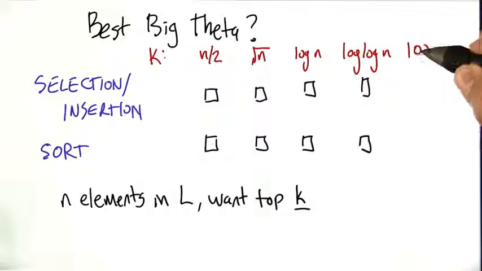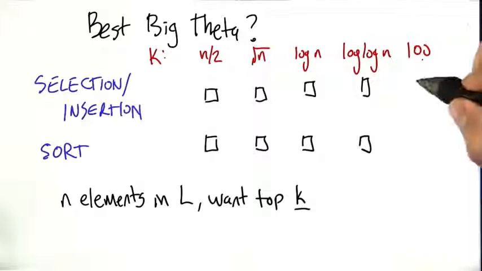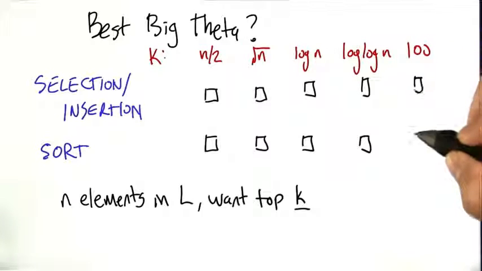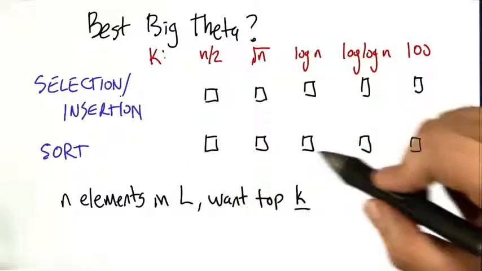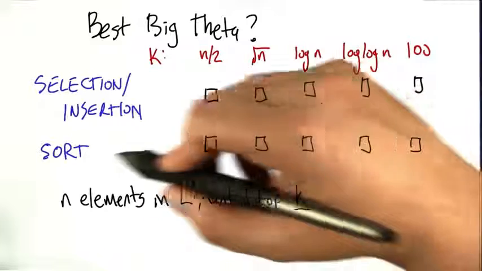And finally, let's say you want the top 100. This is a common thing that you see on the internet a lot. Top 100 movies, the top 100 Beatles songs, the top 100 times I've used the phrase top 100. There's lots of different contexts in which this appears. And if you're going to do that, are you better off using a selection or insertion algorithm or to sort the whole list?